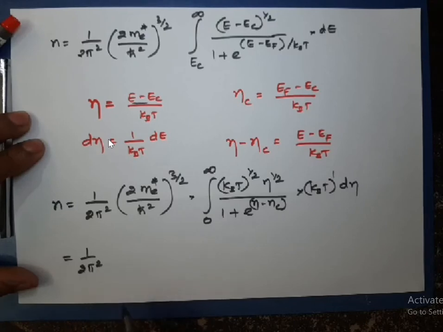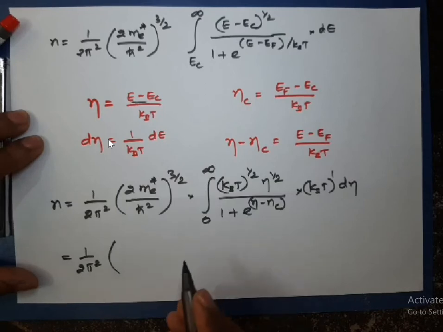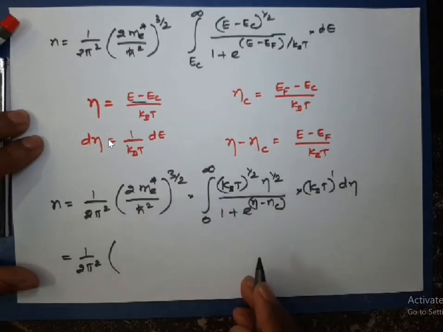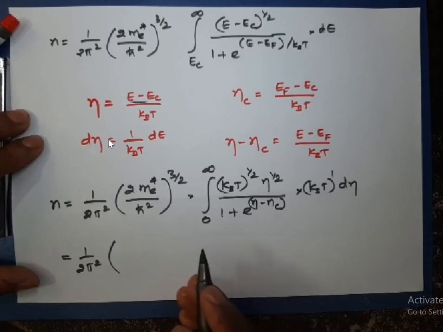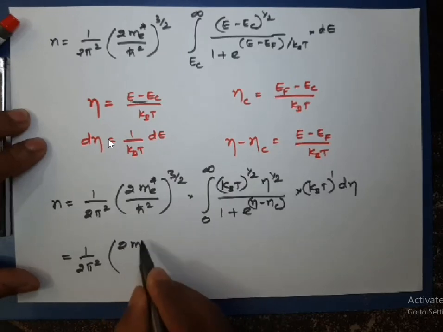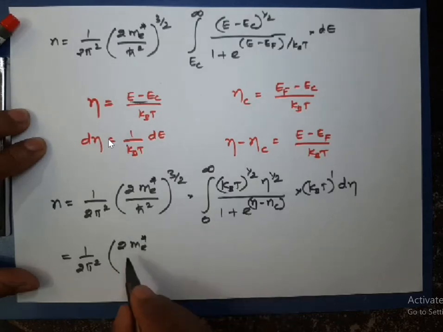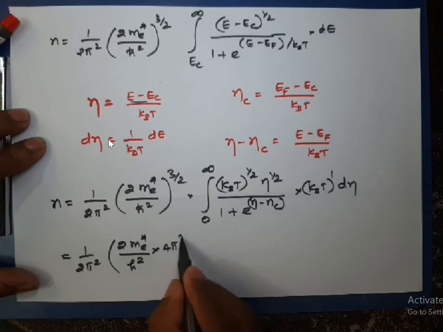So I can write this as 1 by 2 pi square into, bringing this term inside, 2 into the effective mass of electron. What is h bar? h bar is nothing but h by 2 pi, so h bar square is h square by 4 pi square. So I'll put h square here and bring the 4 pi square into the numerator.